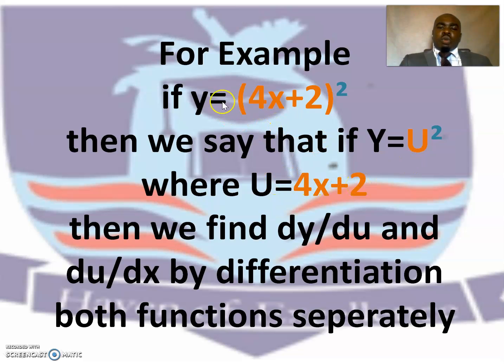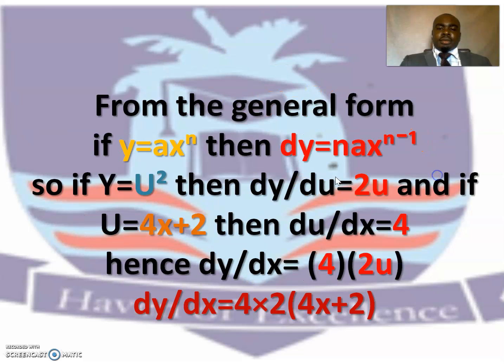So for us to differentiate y equal to 4x plus 2 all squared, we differentiate y with respect to u. So when we differentiate this, what do we get? dy/du. And when we differentiate u with respect to x, what do we get? Differentiating y with respect to u will give us dy/du equal to 2u. And differentiating u, 4x plus 2, will give us 4. So we are going to multiply both of them, 4 times 2u. But let's just remember that our u is equal to 4x plus 2. So that is 4 times 2 into 4x plus 2. And that is going to give us 8 multiplying 4x plus 2. This is the basis of the chain rule.